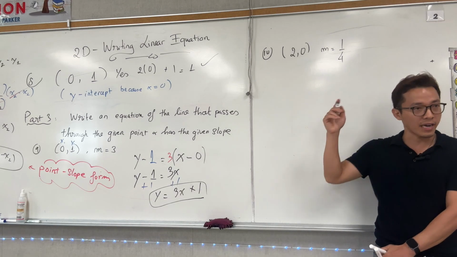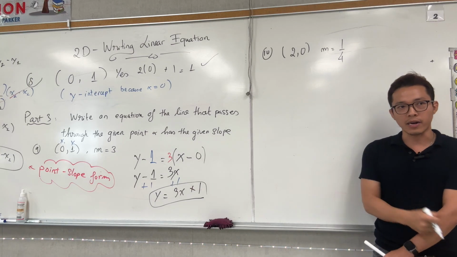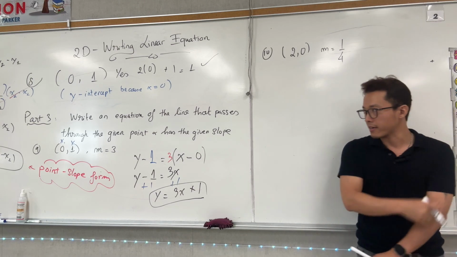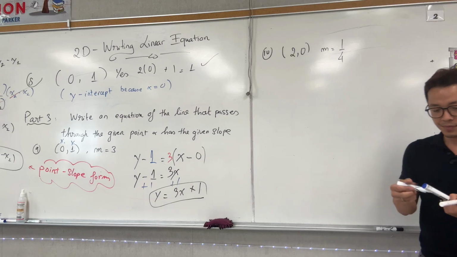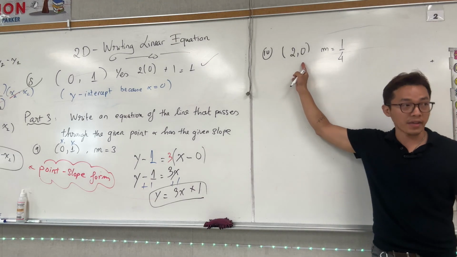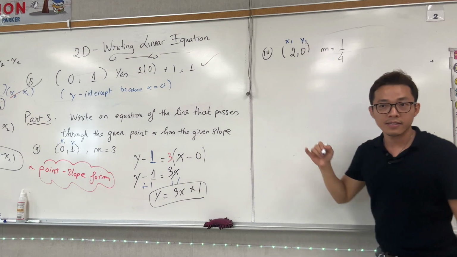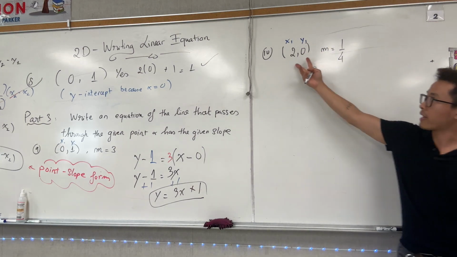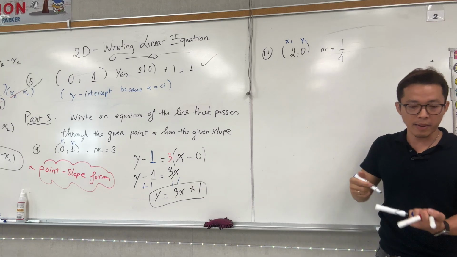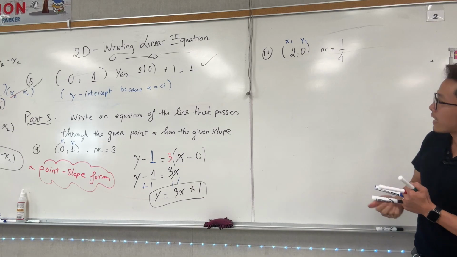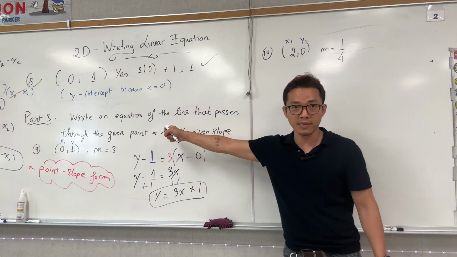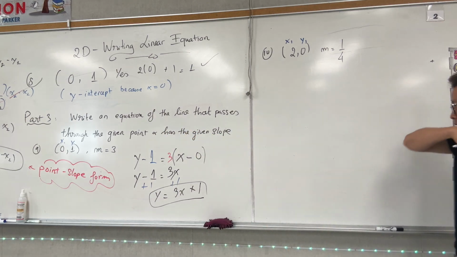Okay, I'm gonna do this one together with you. Next one, I'm gonna ask someone to do it, and then we can do on the group later, okay? Again, they give you a point. Let's call them x1 and y1. So far so good? A point, you have x and y, right? Nothing special, okay? They ask you to write an equation.